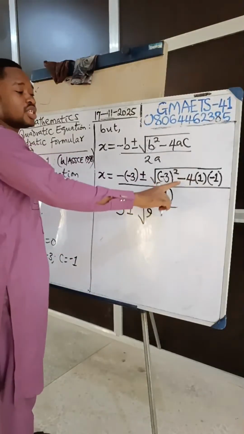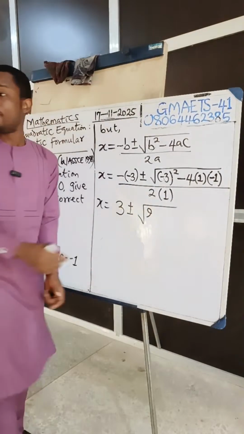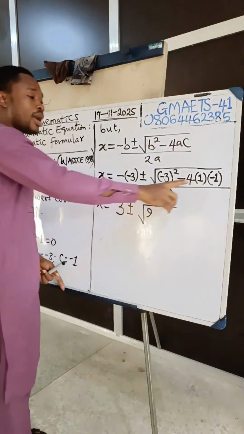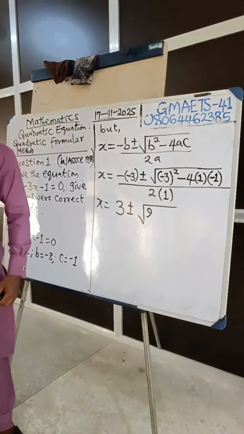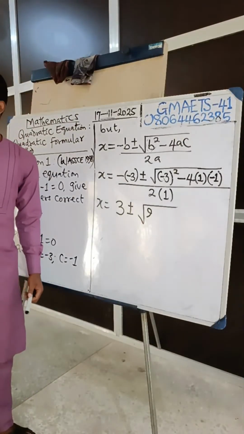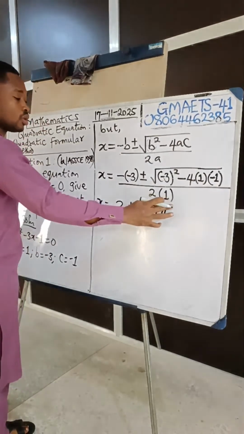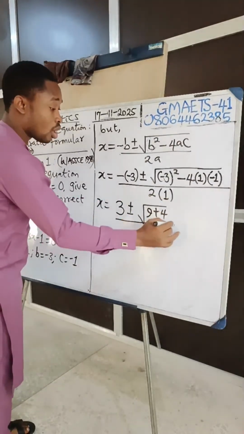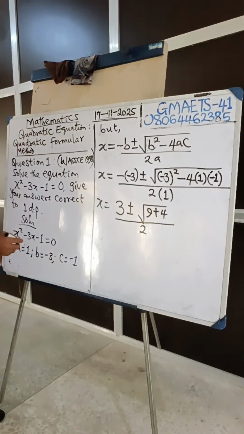Then come over to this. This is minus 4 times 1, which will give you what? Minus 4. Then minus 4 times minus 1 will give you what? Plus 4. Chukwuka, are you following? So this will become plus 4. Everything will be divided by what? 2 times 1 is what? 2. Good. Do you understand this line?